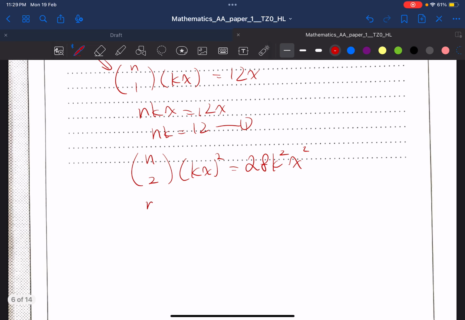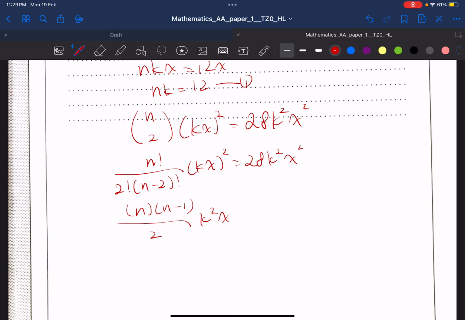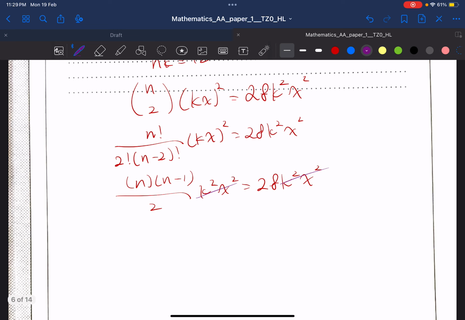So n choose 2, use the binomial definition. I mean, yeah, the nCr definition, sorry. 28k squared x squared. So this is n times n minus 1, right? And then it cancels with the thing at the bottom, so there's no more factorial in the bottom. Okay, so this question is also SL, I think, because I remember I've done this before. So this question should be easy in the AHL syllabus. So this is, let's say, 56, right?